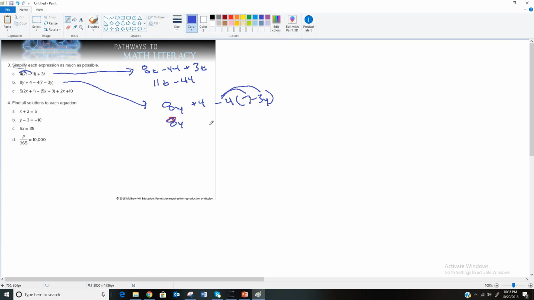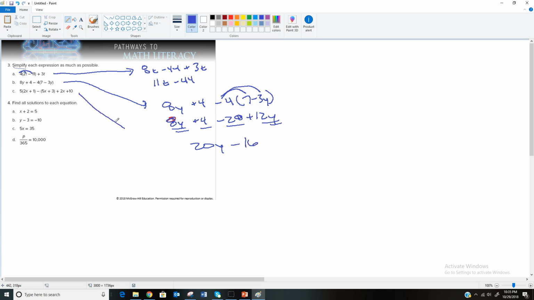So we've got 8y plus 4 minus 28 plus 12y. So I'm going to put the 8y and the 12y together and get 20y. And then I'm going to put the plus 4 and the negative 20 together and get negative 16.